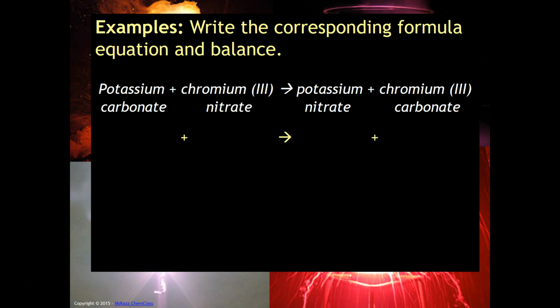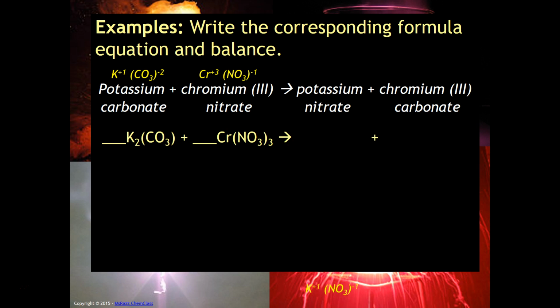Here's another example. So again, I'm going to ask you to write the formula equation and balance it. So we've got potassium carbonate. That's an ionic compound. We got to look up and balance the charges. So this will be K2CO3. Chromium(III) nitrate. Remember, the Roman numeral of 3 indicates that that is the charge on chromium. So it's going to be Cr with a +3 charge, and nitrate is going to be NO3 with a -1.